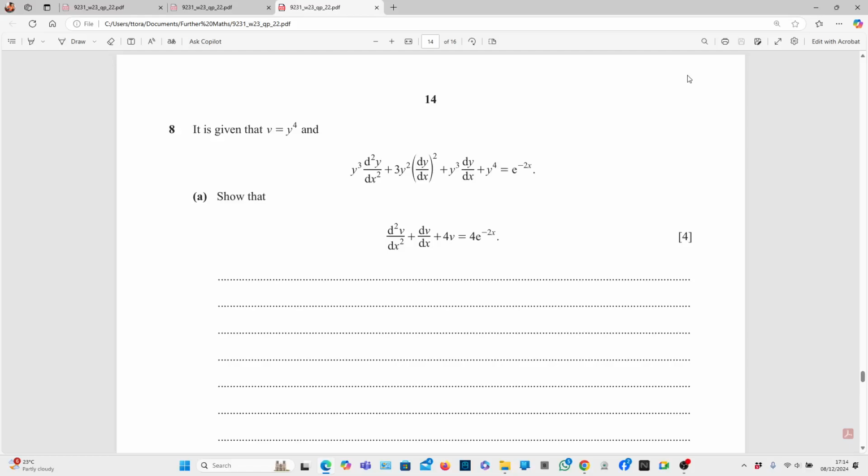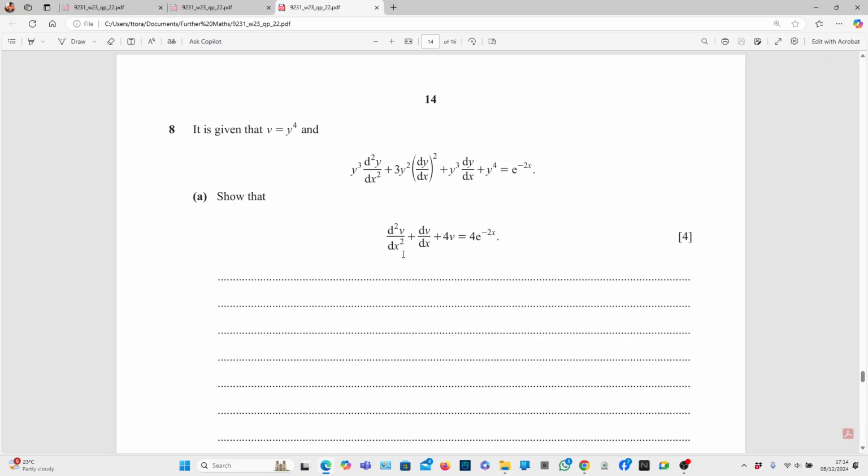Hi there. Question number 8. It is given that v is equal to y to the 4, and y cubed dy by dx, d2y over dx squared, plus 3y squared (dy by dx) squared, plus y cubed dy by dx, plus y to the 4 is equal to e to the minus 2x.